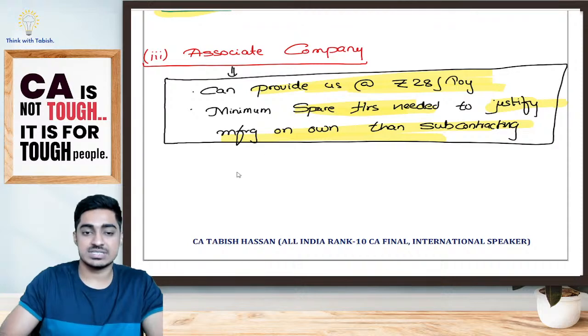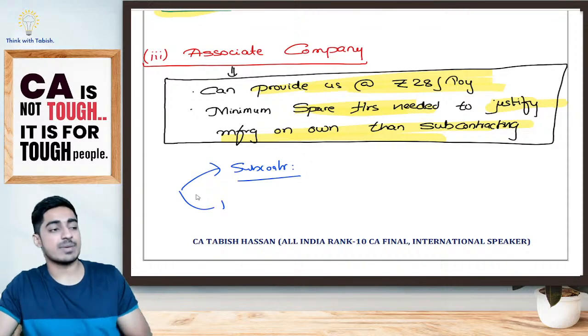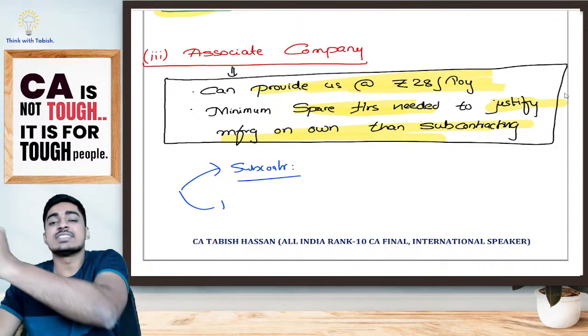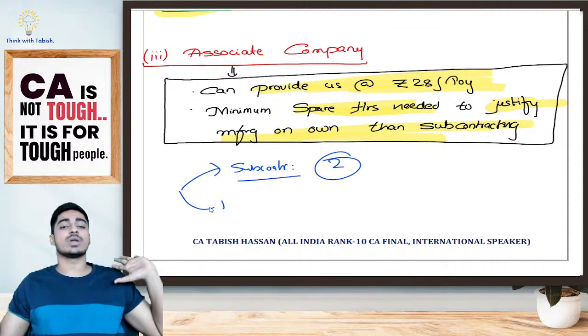There are two options. First option, we give it to the subcontractor. He will give it to us at 28. We will sell at 30 rupees. We will earn 2 rupees profit. Direct profit. Need not worry at all.